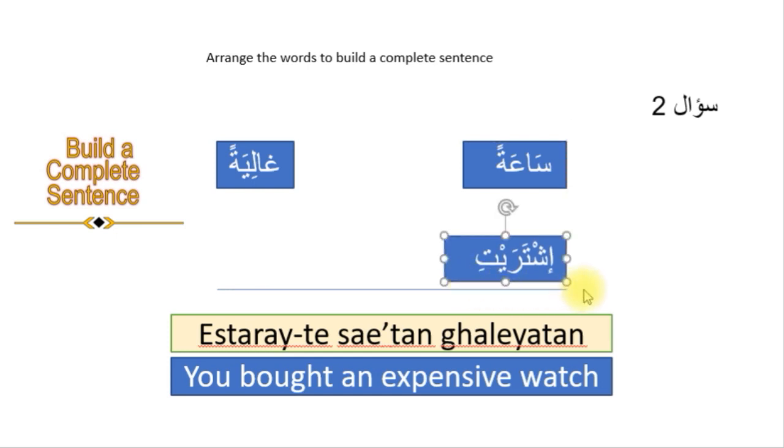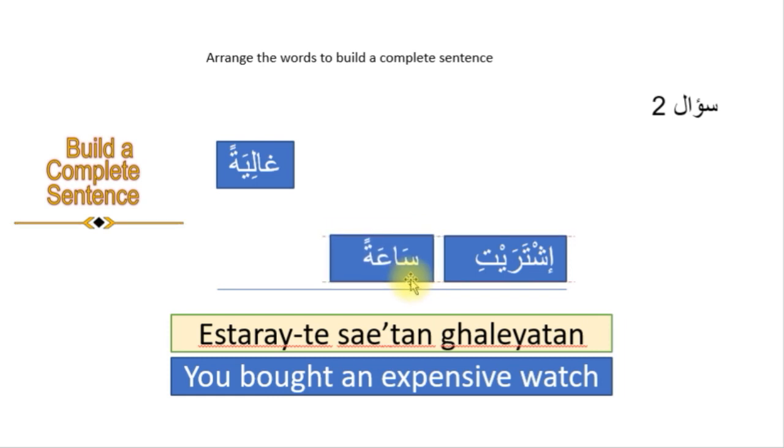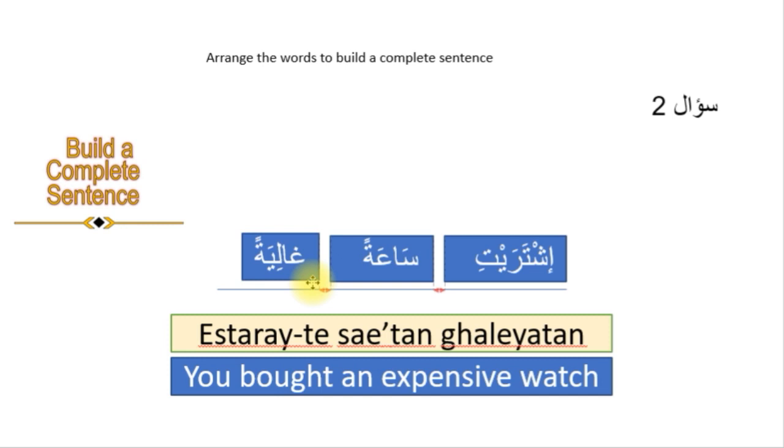Ishtarayta, you bought. Sa'atan, a watch. Ghaliyatan, expensive. Ishtarayta sa'atan ghaliyatan, you bought an expensive watch.